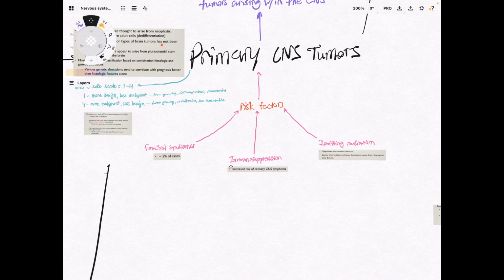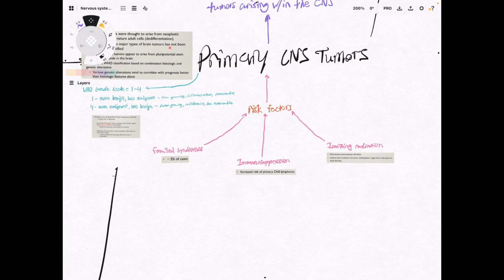The next one is immunosuppression. This is very common in people with autoimmune deficiency syndrome or AIDS, or it could be because of age or any other host factors, maybe an organ transplant. But this is going to increase your risk for primary CNS tumors, and specifically CNS lymphoma. And we'll get into that more later in the video.